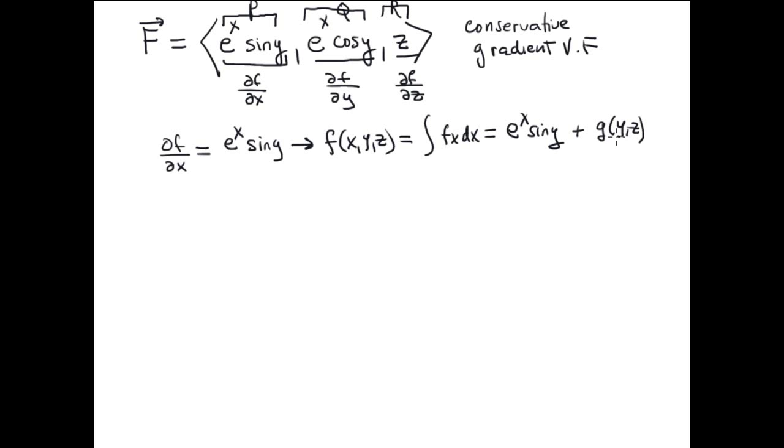You include one arbitrary function depending on y and z, the variables that do not participate in the integration. Likewise, we are doing this process three times. The f dy is equal to e to the x cosine y. You apply the antiderivative again. We compute the same function.